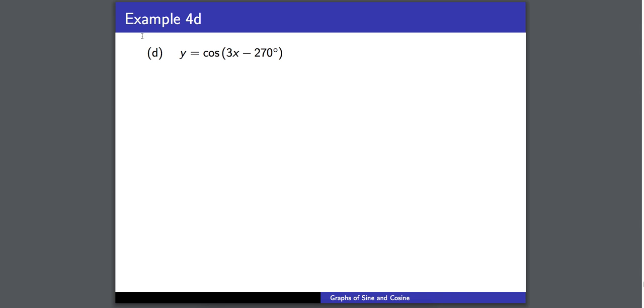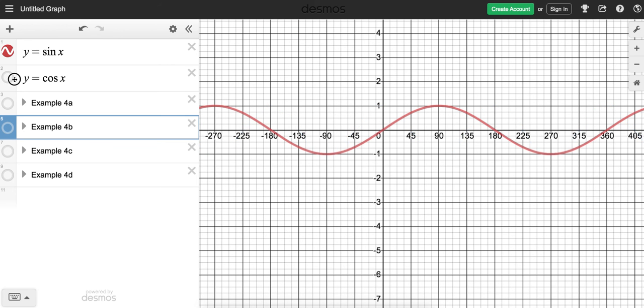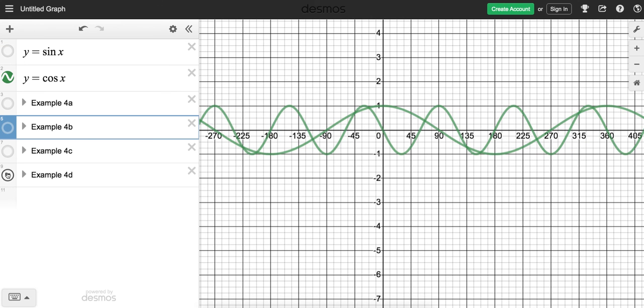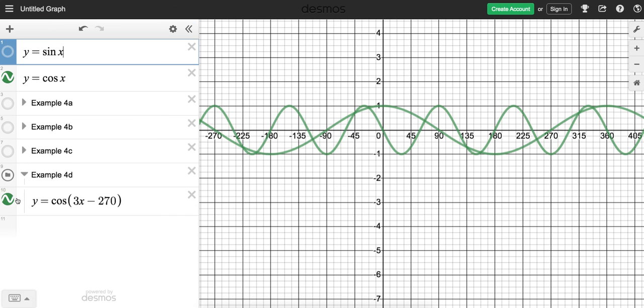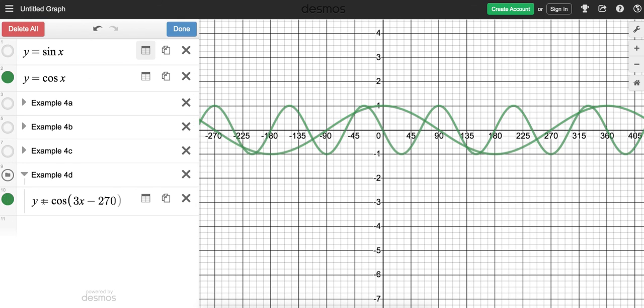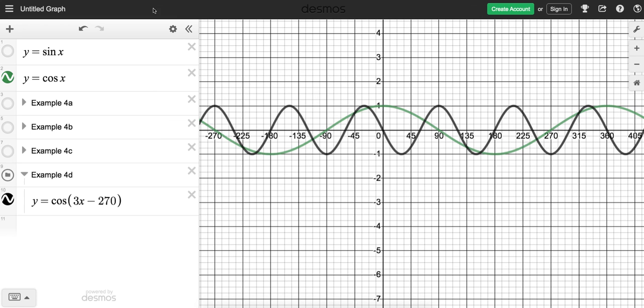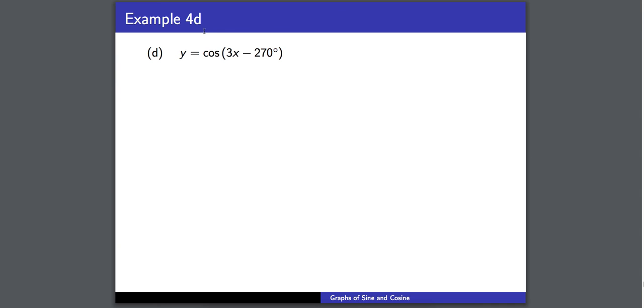Next up, we have cosine of 3x minus 270. Again, so here's our cosine graph, and here is cosine of 3x minus 270. I don't want that to be the same color, so let me just change it to black. There we go. Okay. So we have 3x minus 270. So we have a period change and a phase shift, but again, the phase shift is not 270 degrees. If we look at 3x minus 270 equals 0, add 270 to both sides, we get 3x equals 270.